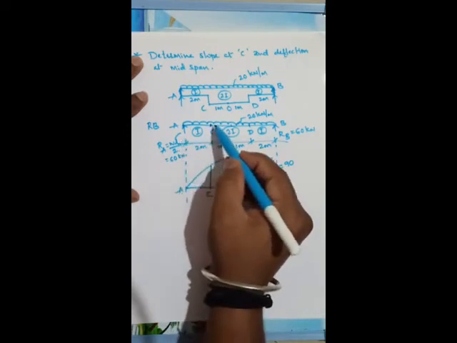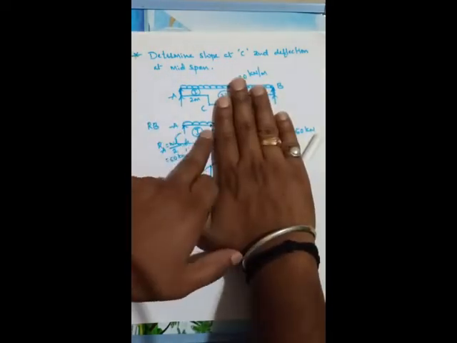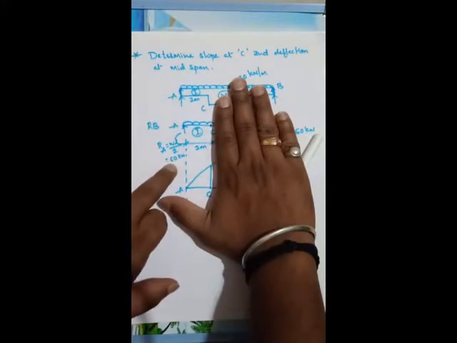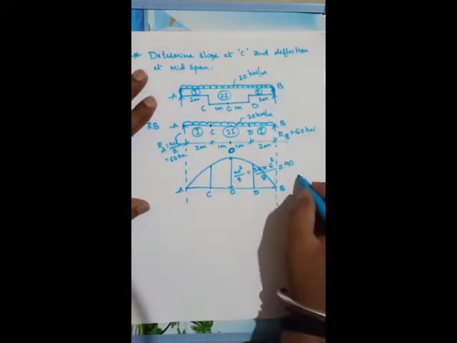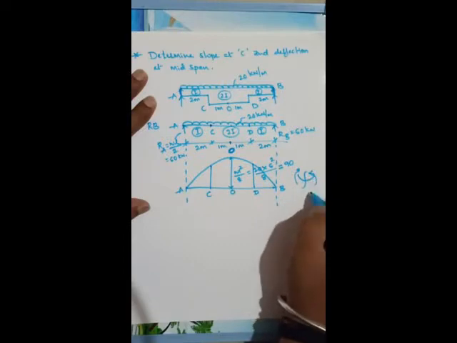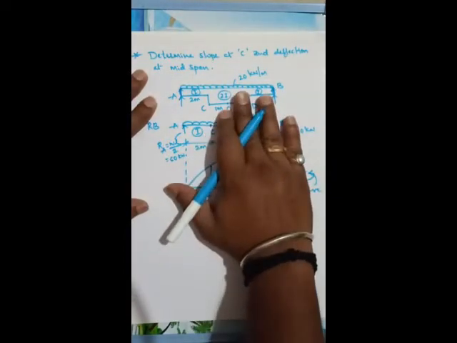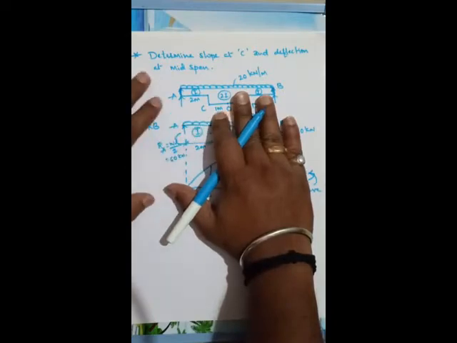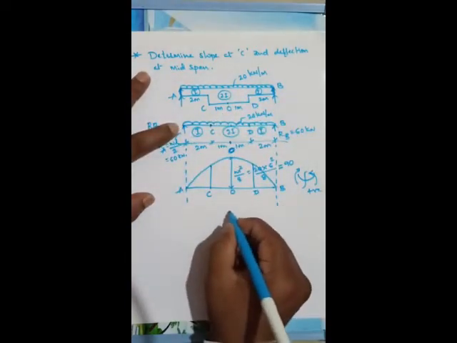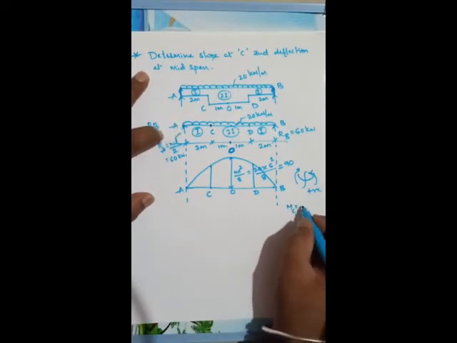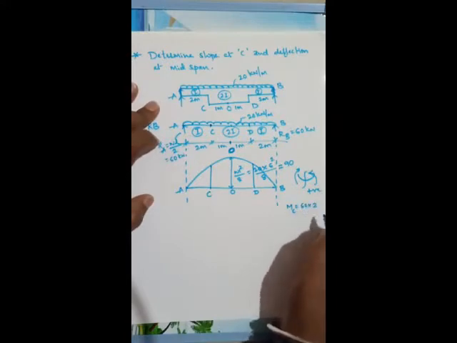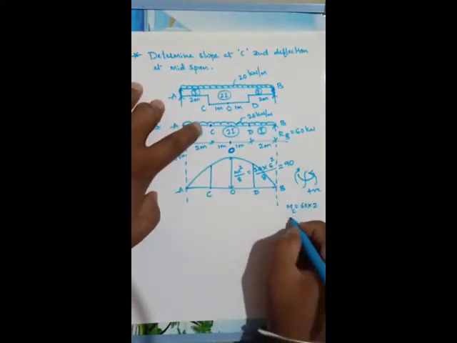So you know the reaction. Cut a section at C, consider leftwards, which are the loadings? 60 is there, then this UDL is there. Sign convention: cut a section, leftwards if it is clockwise, rightwards if it is anti-clockwise, positive. So you are now considering the left hand side, clockwise, so that is RA. Moment at C equals RA into 2 meters, that is 60 into 2 clockwise, minus this UDL up to C.